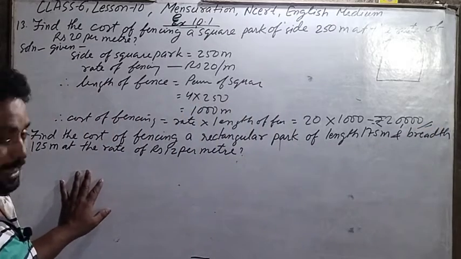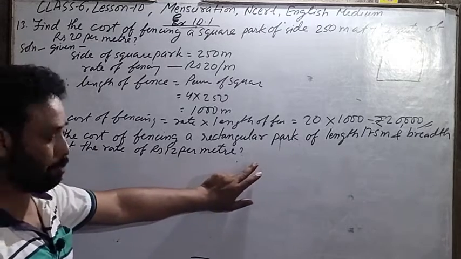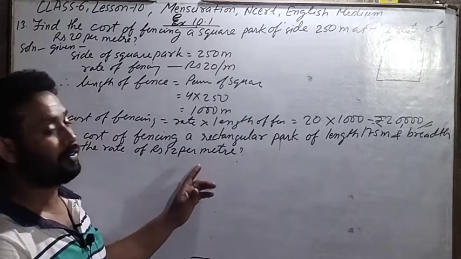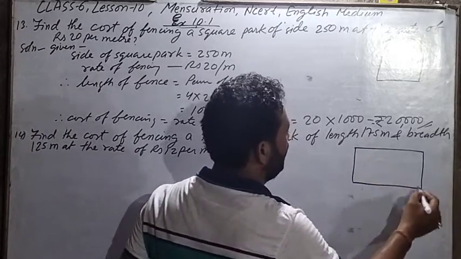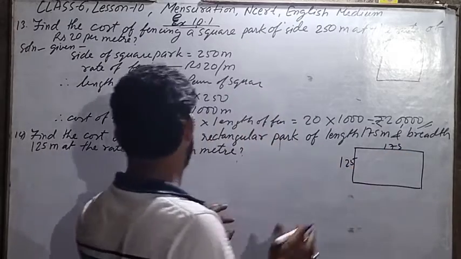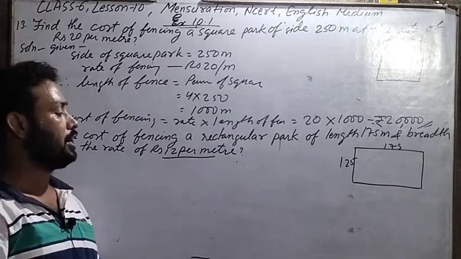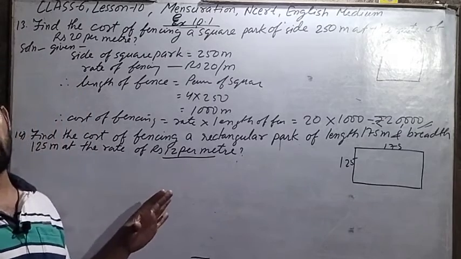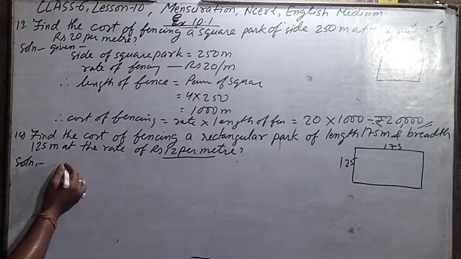Question number 14 is the same. First I am reading the question, listen to the question. Find the cost of fencing a rectangular park. In question number 13 the park was of square shape. In question number 14 it is of rectangular shape whose length and breadth is given. Length is 175 meter and breadth is 125 meter. Rate of fencing is given, 12 rupees per meter. So you have to find the cost of fencing. Same way, you will first find the perimeter. So I am doing this question.